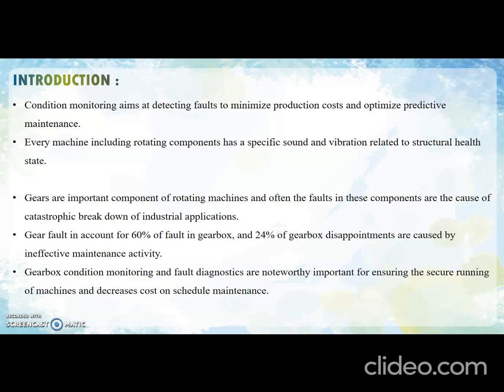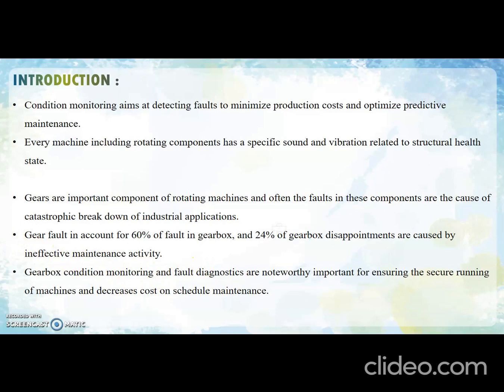Gears are an important component of rotating machines, and often faults in this component are the cause of catastrophic breakdown of industrial applications. Gearboxes play a main part in industrial applications such as transmission machinery and rotating machinery. Gear faults account for 60% of faults in gearboxes, and 24% of gearbox failures are caused by ineffective maintenance activity.